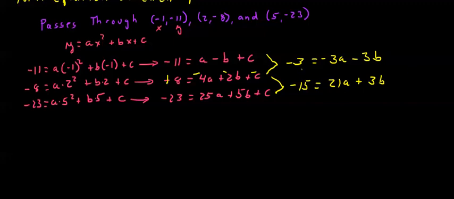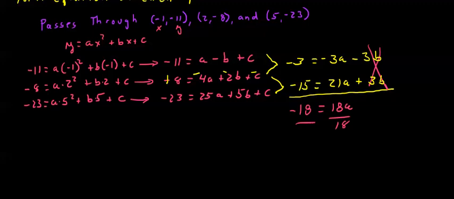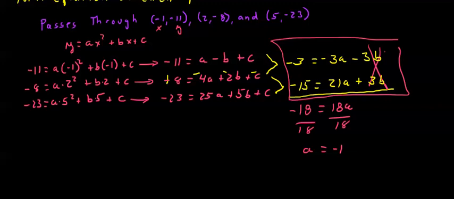Normally I would divide by 3, divide by 3, because it's a common factor, but if I add these together, these cancel. I get negative 18 equals 18a, divide by 18, a is equal to negative 1. We solve this just like we always have with systems of equations.